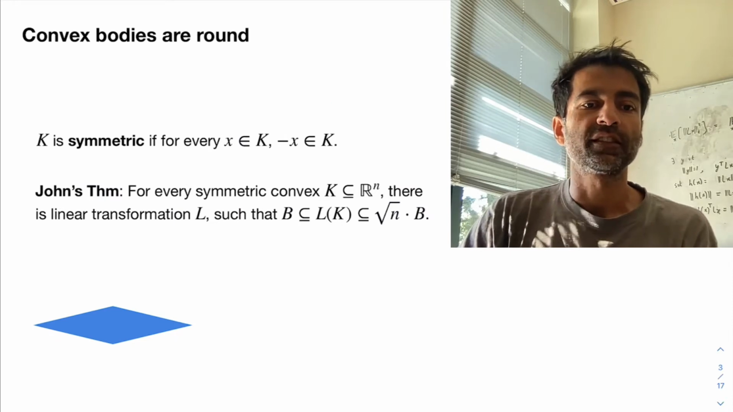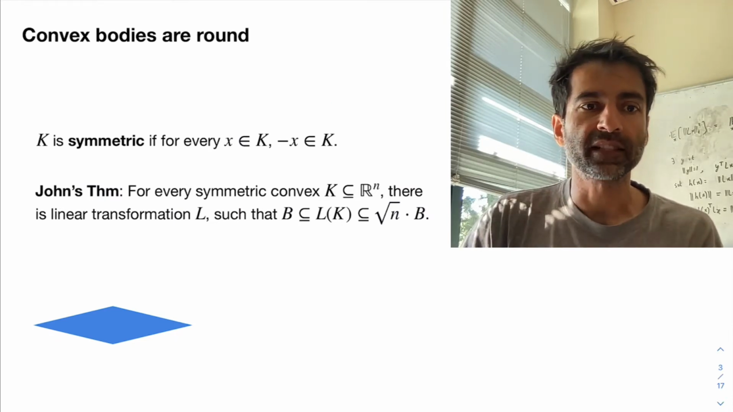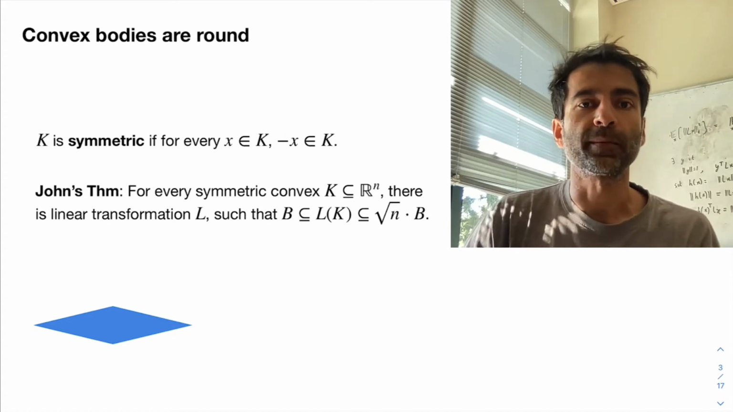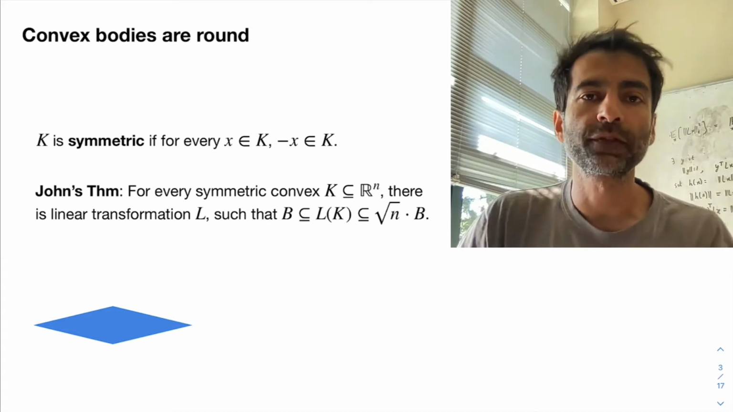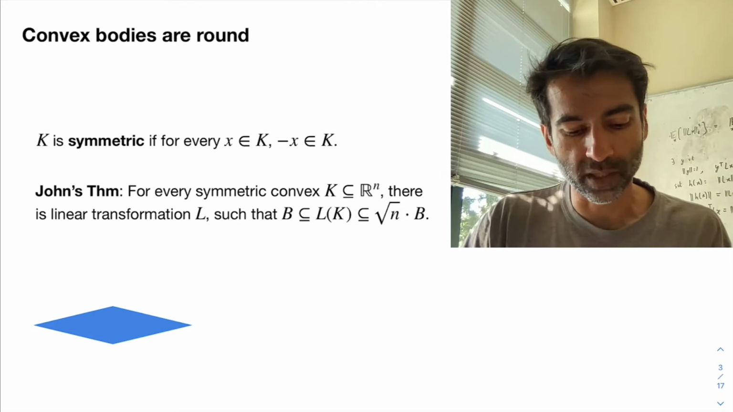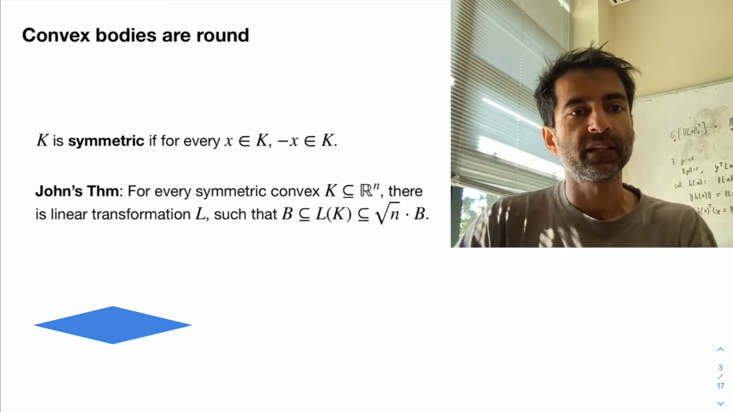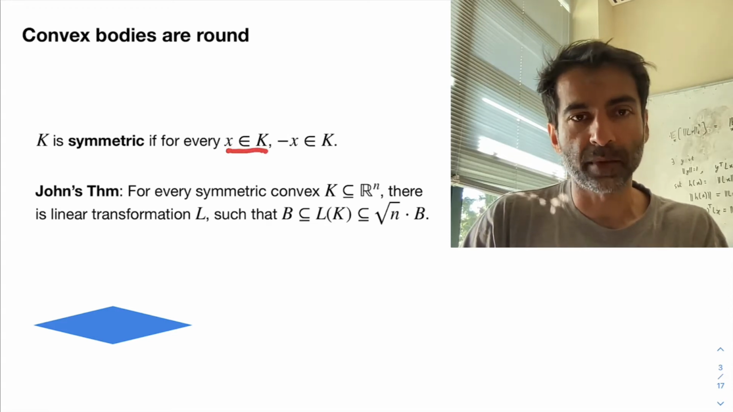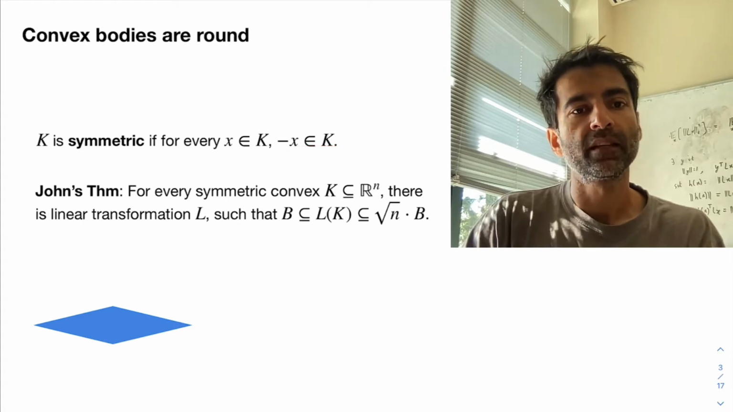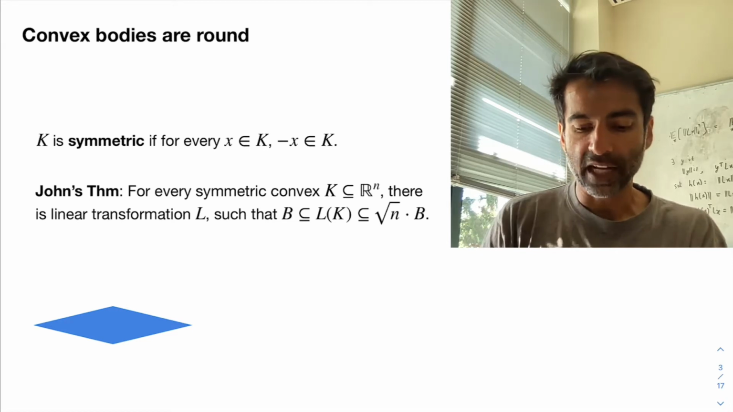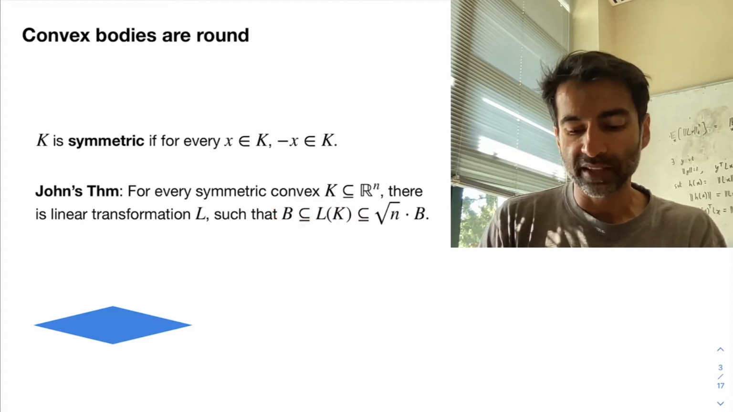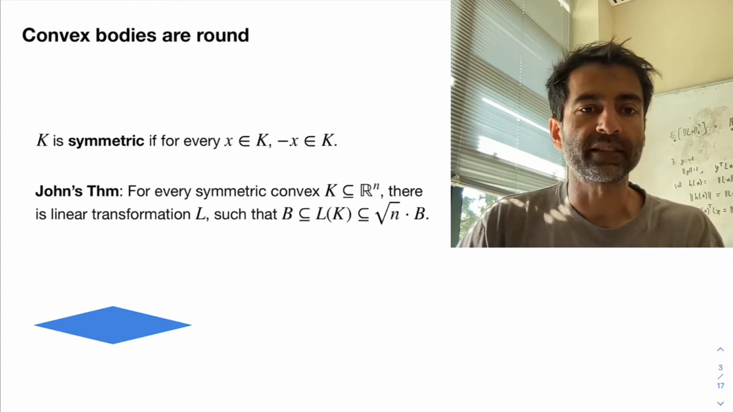Now there's a very classical result along these lines, and that's called John's theorem. I've made a video explaining John's theorem on my channel, so if you haven't heard of it or seen its proof, I encourage you to check out that video as well. But here's the statement of John's theorem. It says that if you have a convex body that's symmetric, meaning that whenever x is in the body, then minus x is also in the body, then there's a linear transformation that you can apply to the body, such that after you apply the linear transformation, the unit ball is contained inside the body, and the body itself is contained in the ball of radius square root n.